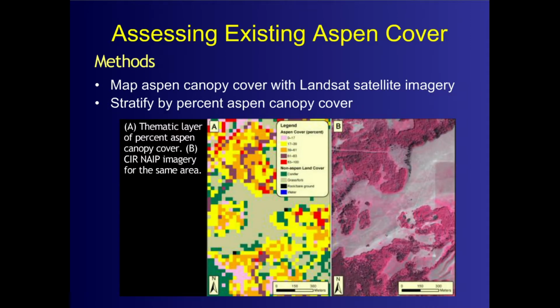We again used Landsat imagery, did a stratified classification of the Landsat imagery, and the strata represented different proportions of aspen cover, starting out at about a 0 to 17% cover on up to near 100% aspen cover. And you can see the comparison with the classification on the left to NAIP color infrared imagery on the right.